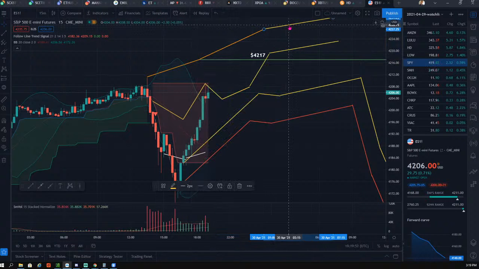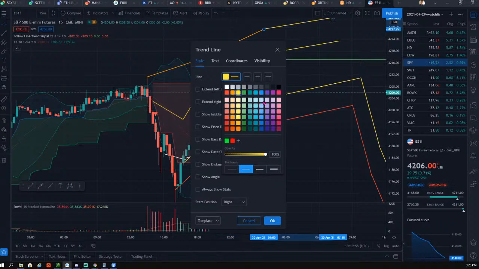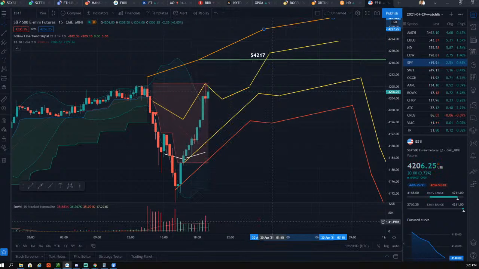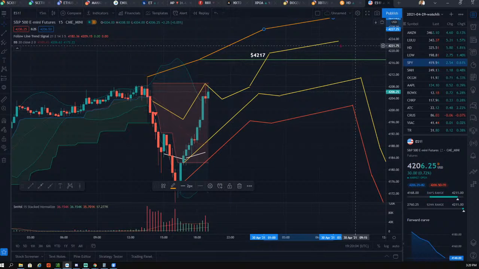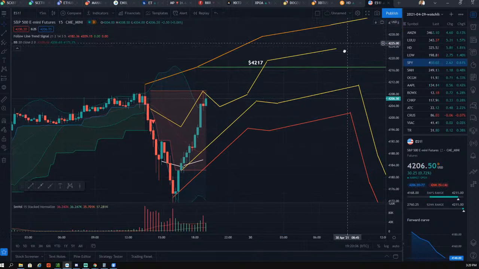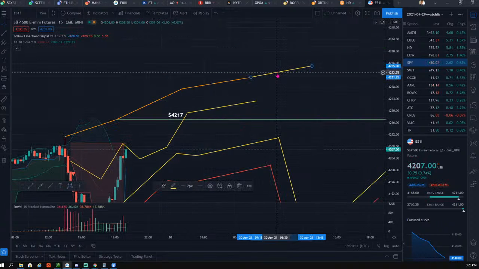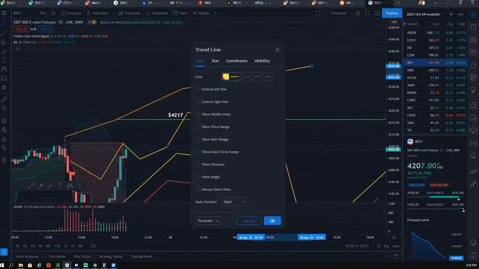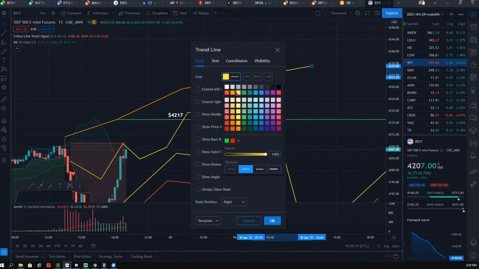Now, there's a lot more to doing this. You can't just go back and grab whatever and throw it up here and think that it's going to work. It doesn't work like that. You have to actually look at the price action, identify what move it's on, and where it's most likely going to go in the near future.